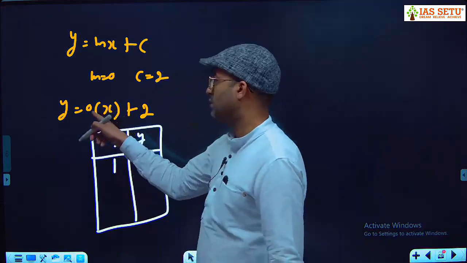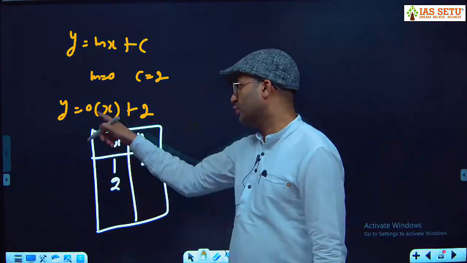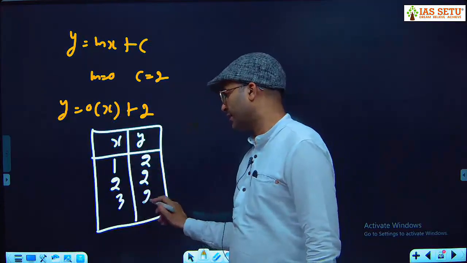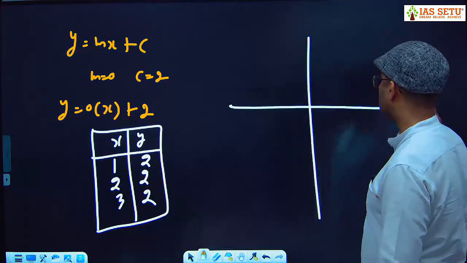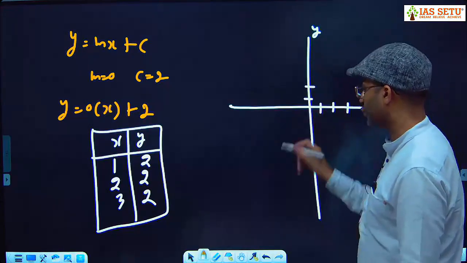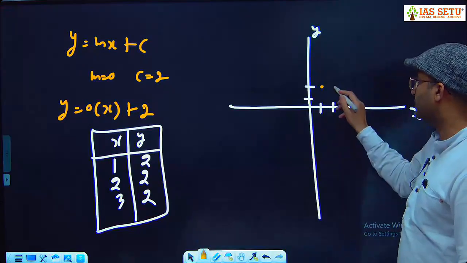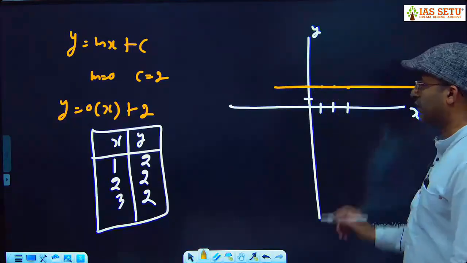x1, 0 into 1, 0 plus 2, y is 2. x2, 0 into 2, 0 plus 2, 2. x3, y2. So we will plot here x, y, 1, 2, 3, 1, 2. When x is 1, y is 2. x is 2, y is 2. x is 3, y is 2. We get a straight line like this.